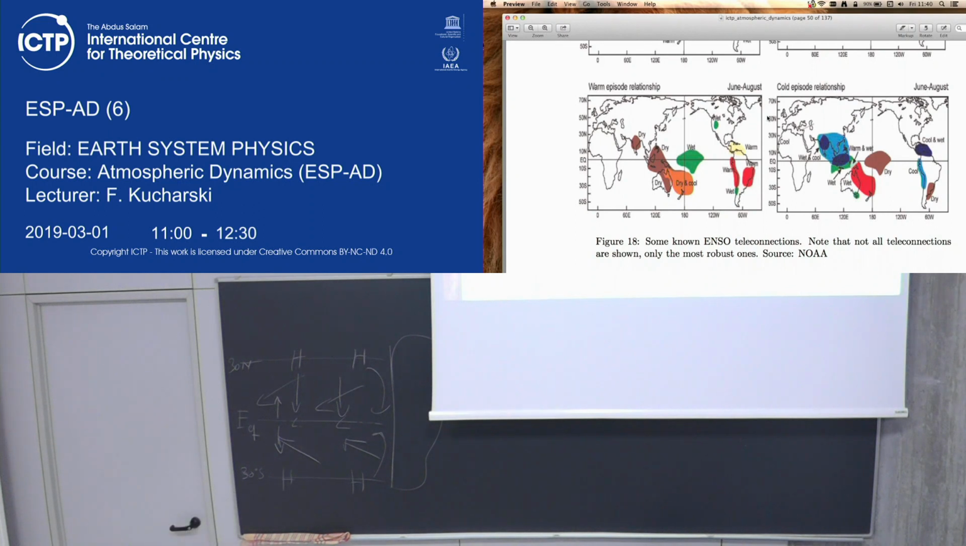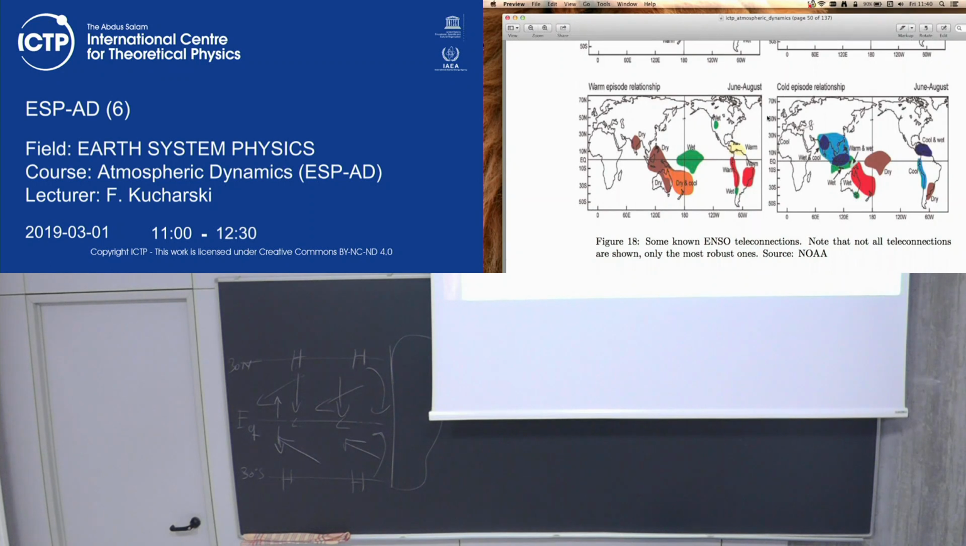Sorry, but so does it mean that these teleconnections, when they propagate westward, they are due to Kelvin waves carrying information? Eastward. Eastward. In the tropical regions, yes. In the extratropical, we have discussed it.